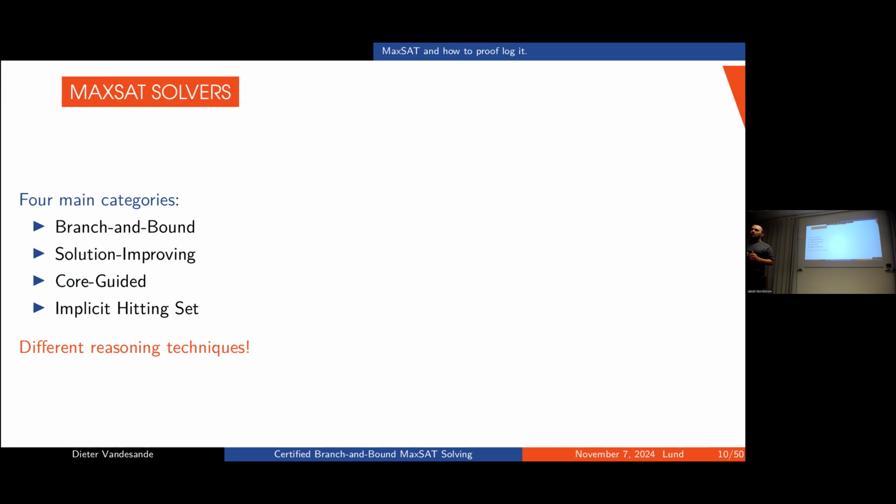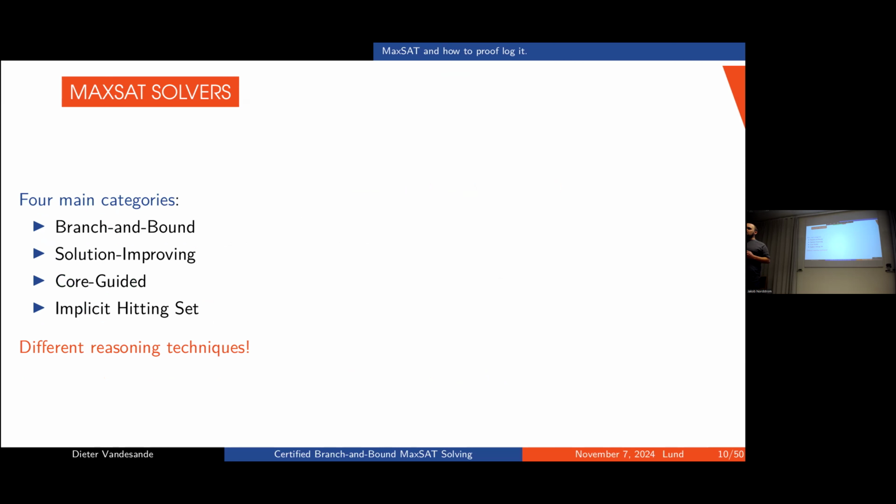And to have an idea why that's the case, let's take a look at what kind of MaxSAT solvers there are out there in the world. We have four main different categories of MaxSAT solvers, and they all use very different reasoning techniques. So to have a good native proof system for MaxSAT, it needs to understand all of these different reasoning techniques. And that's not so easy to come up with a proof system that's able to do so.